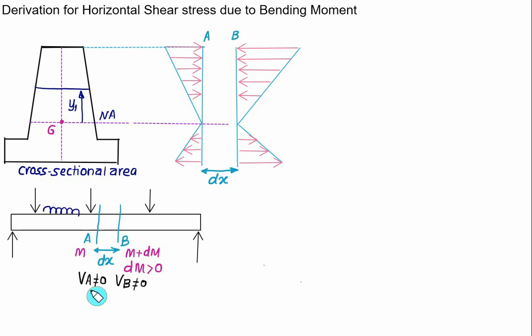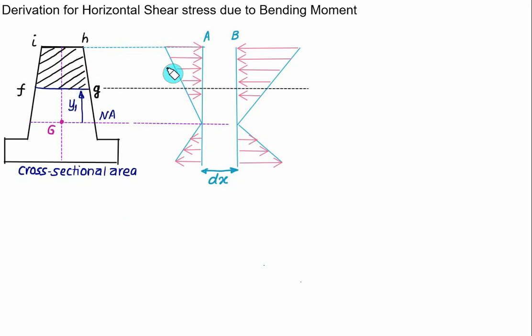For the given loading, we assume the shear force at A and B is not equal to 0. If the shear force is not equal to 0, then the bending moment will produce, depending upon whether the value of dM is positive or negative, a push or pull between the two sections. So we'll consider one section above the fiber at which we have to calculate the shear stress. That is, above the fiber y1, we'll consider this hatched area.